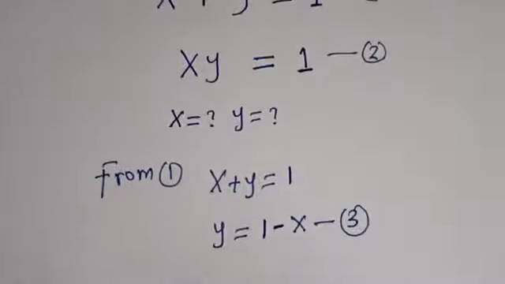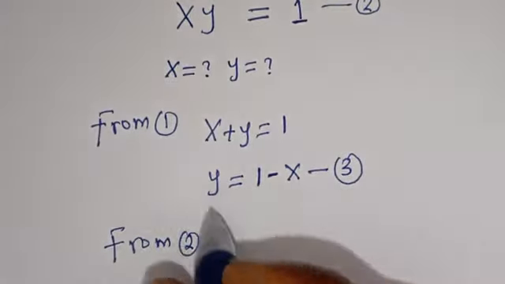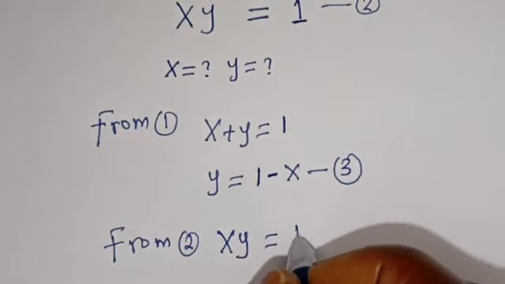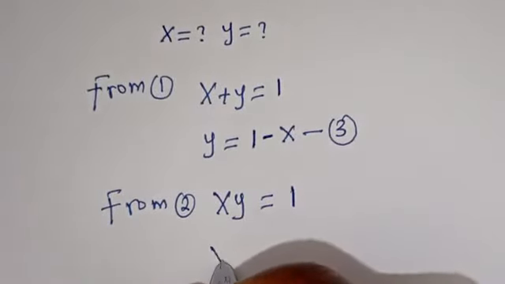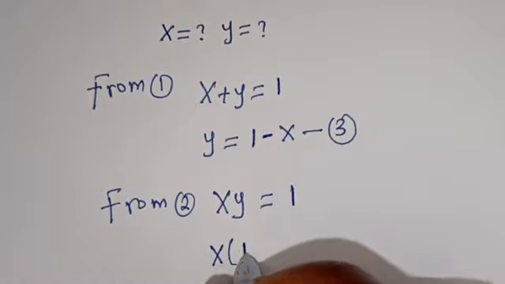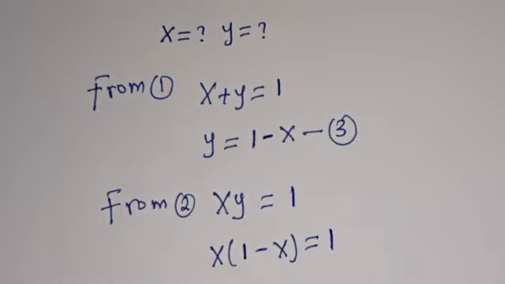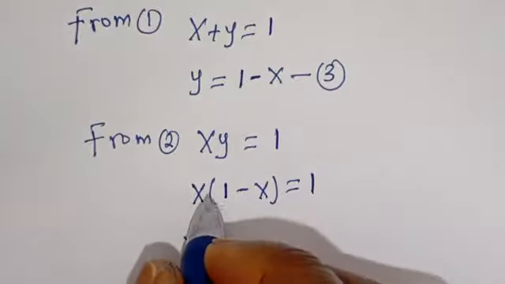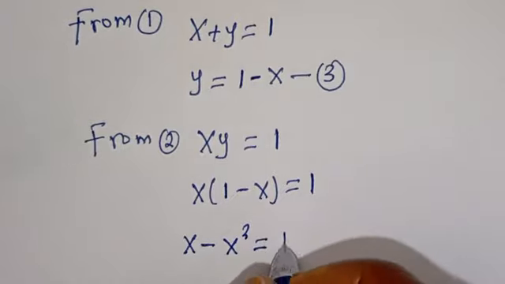And from this equation 2, xy is equal to 1. Then let's substitute for y. We have x bracket 1 minus x is equal to 1. Let's open the bracket. x times 1, that is x. Then x times minus x, we have minus x square is equal to 1.